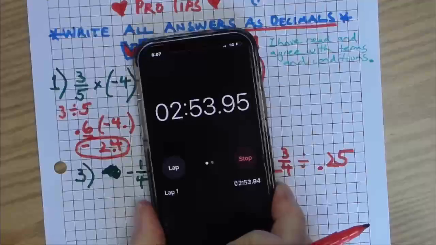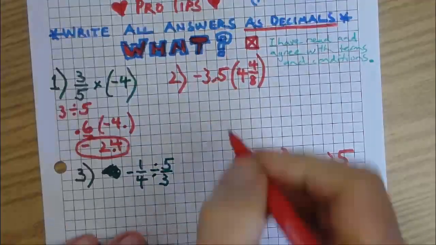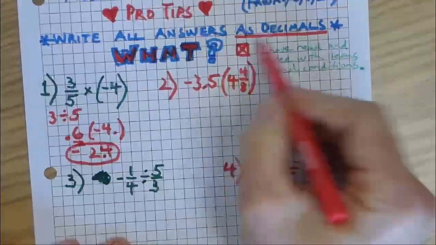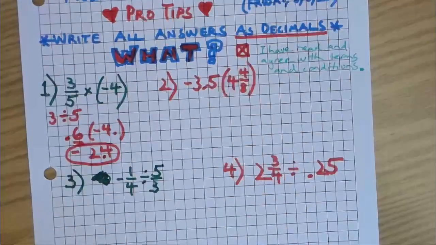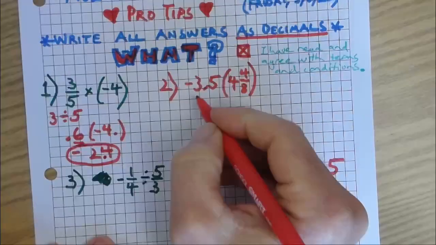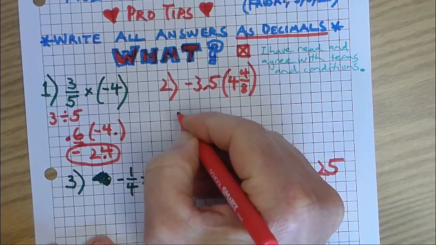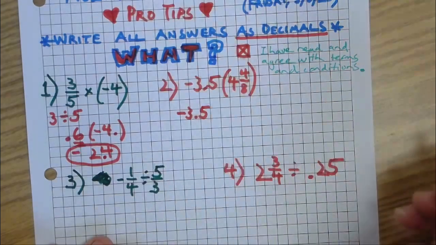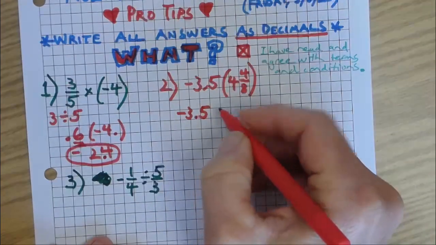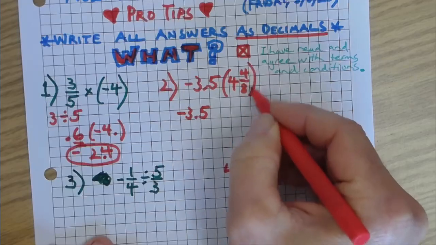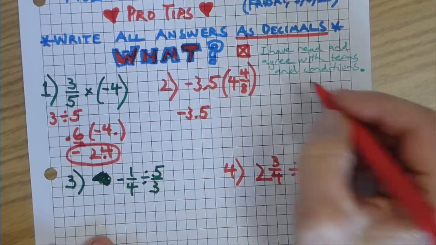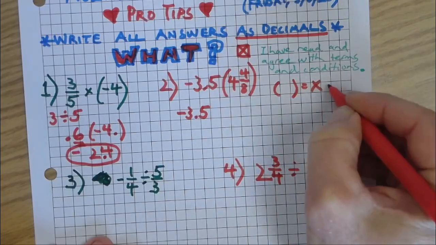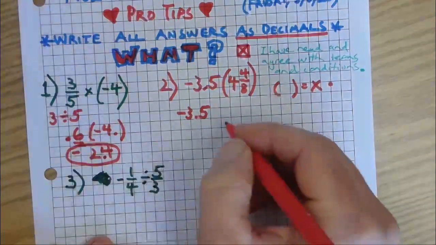Look, even with all that talking, we're under 3 minutes so far. What about this one? Remember, the answer has to be a decimal. Well, half of it already is, right? So I've got -3 5/10. And we're multiplying. When you just see parentheses, that means multiply. Or the dot. Okay.